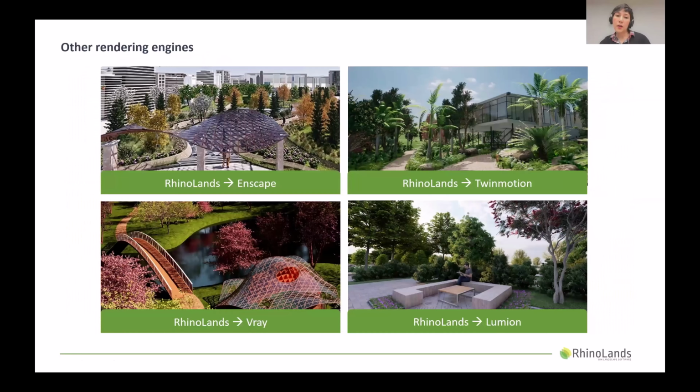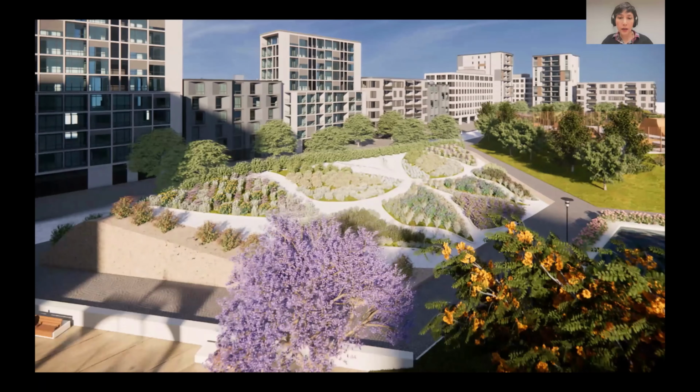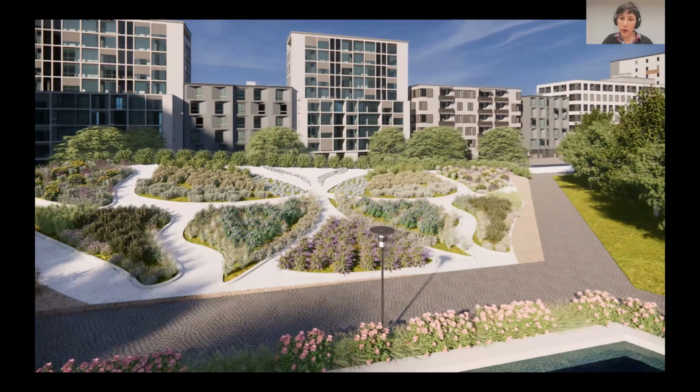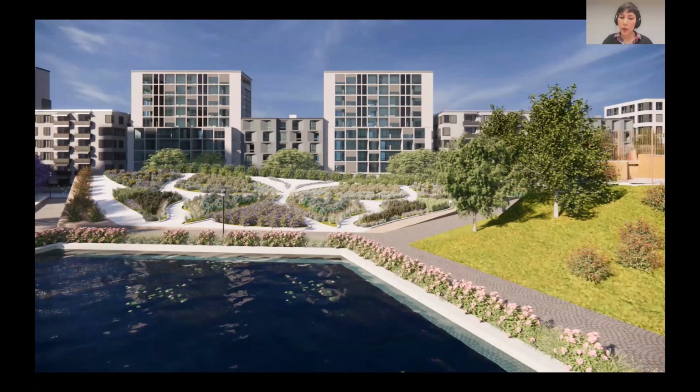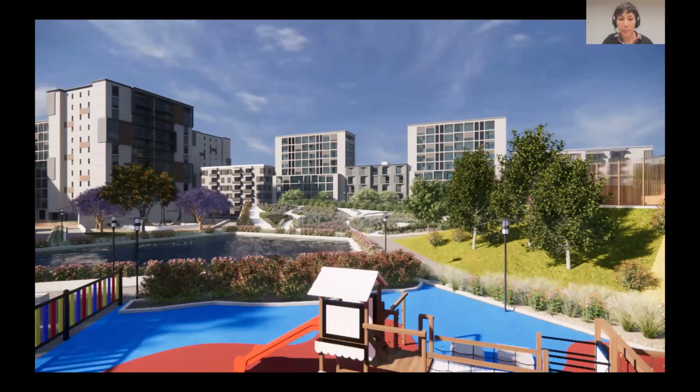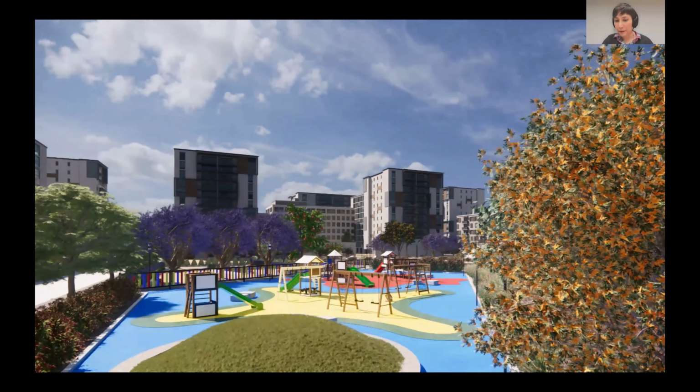But these are also the examples of the connection to other rendering engines like Enscape, Twinmotion, V-Ray, and Lumion. It is totally compatible with these programs. The animation that you see here is a project that is made by using RhinoLands, and the animation is made by using Enscape in this example. So in this way, we can bring our ideas to life.